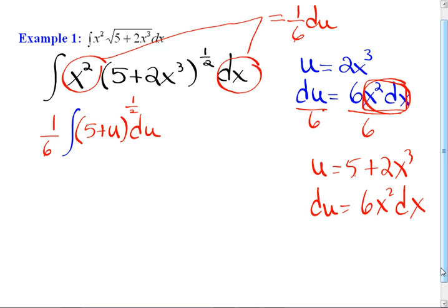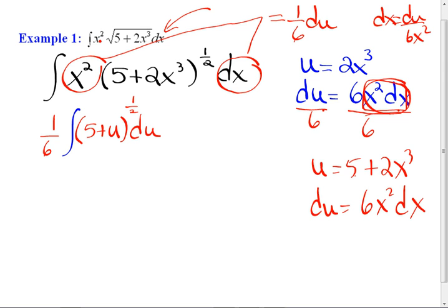I just replaced it. I substituted. I solved for dx here: dx is equal to du over 6x squared, and you could put that right in there for dx. The x squares will cancel. It's the same thing. I just see it more easily that way, but it doesn't matter. Now, we have to finish this, you guys.